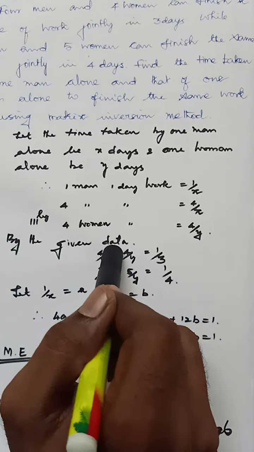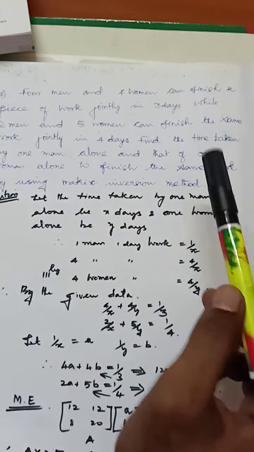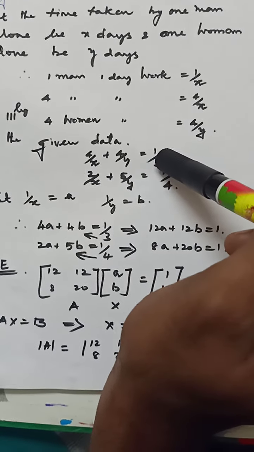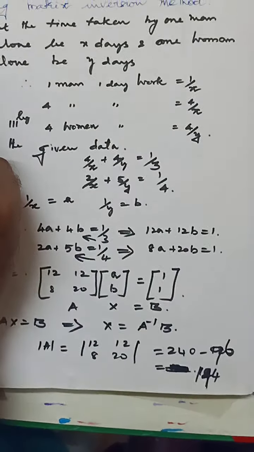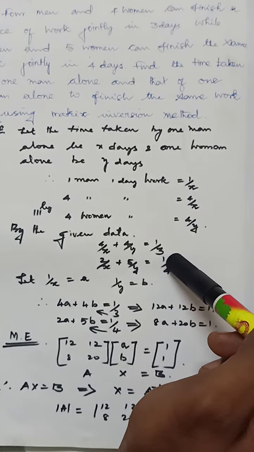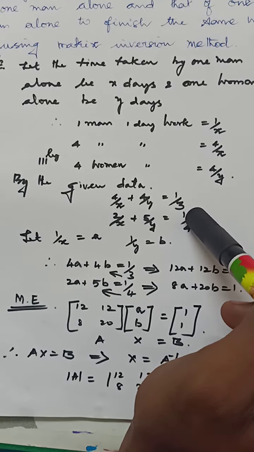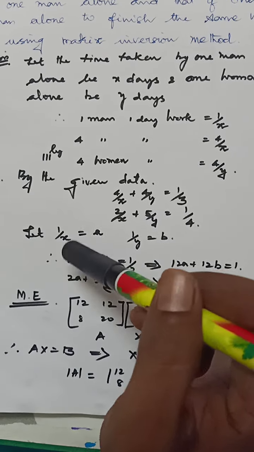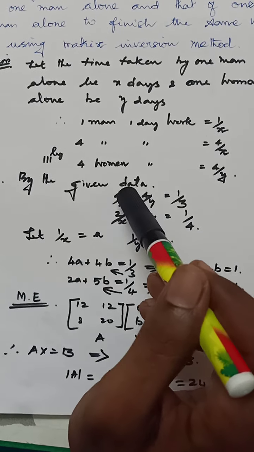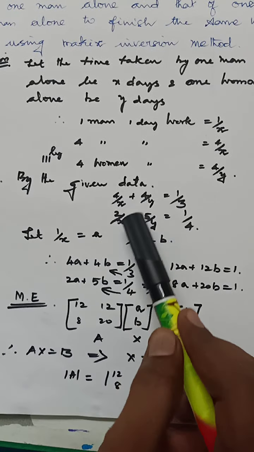Therefore by the given data, 4 men and 4 women can finish the work in 3 days. So 4 by X plus 4 by Y equal to 1 by 3. The second information, 2 men and 5 women, that is 2 by X plus 5 by Y equal to 1 by 4. Okay. So now how can we solve? We cannot do it directly, so we convert into some other equation. 1 by X equal to a, 1 by Y equal to b. 1 by X is a, so this becomes 4a. Like that, this is 4b.